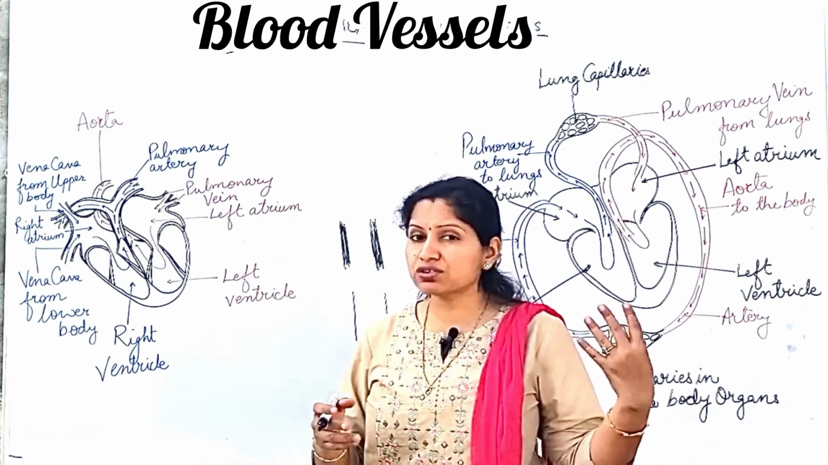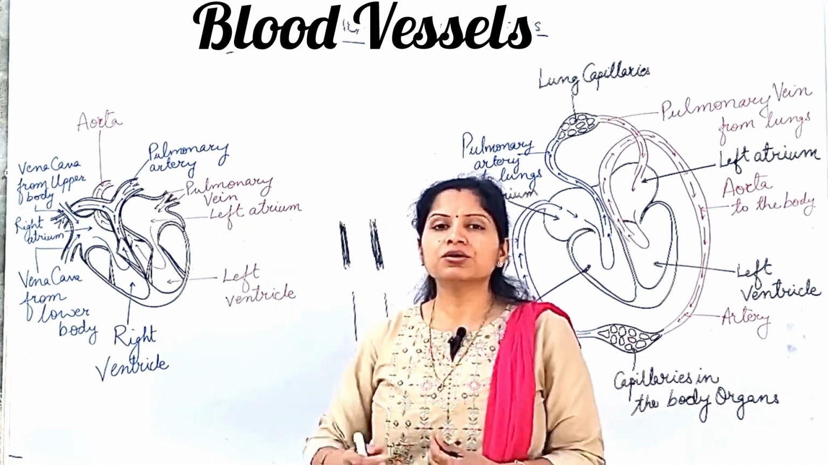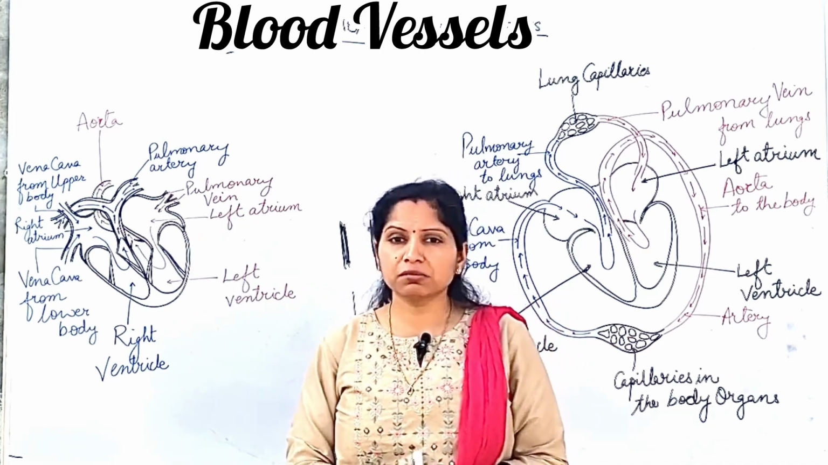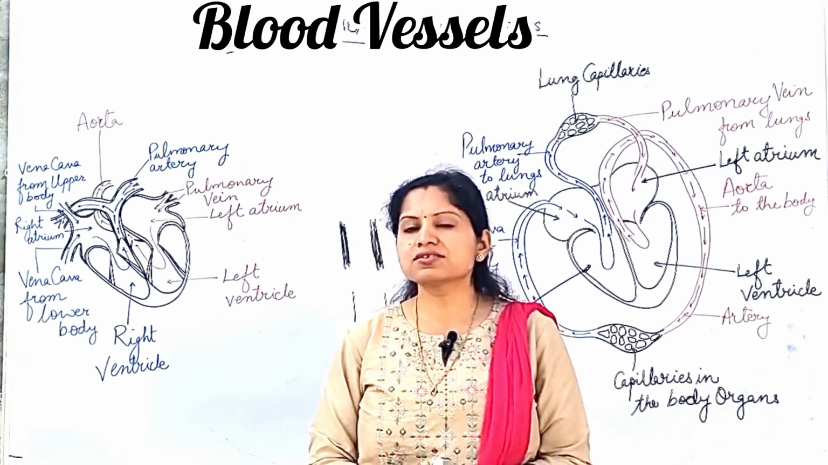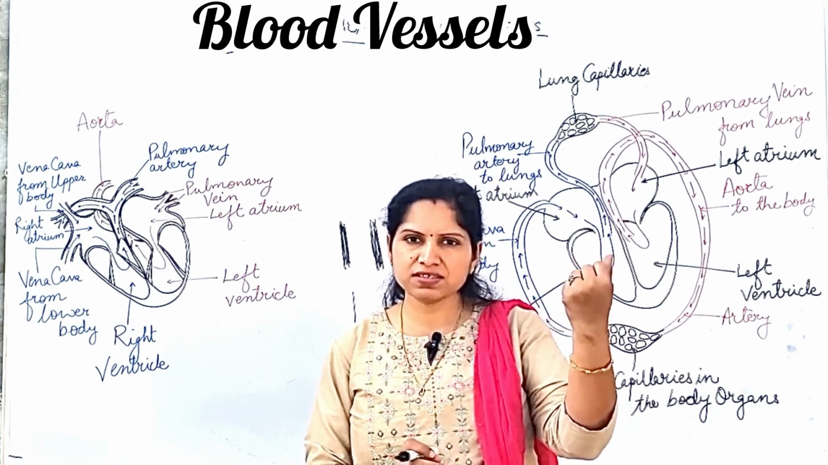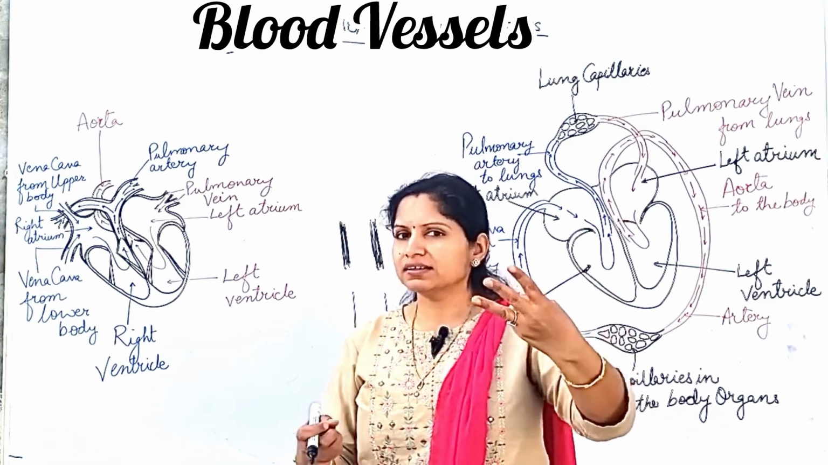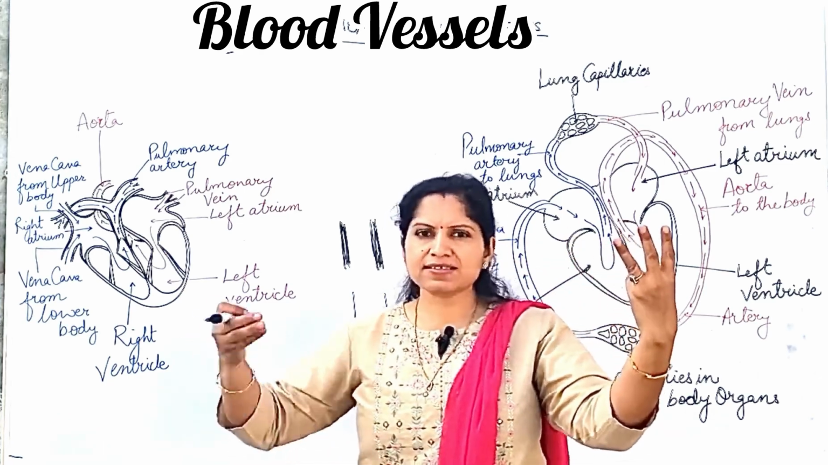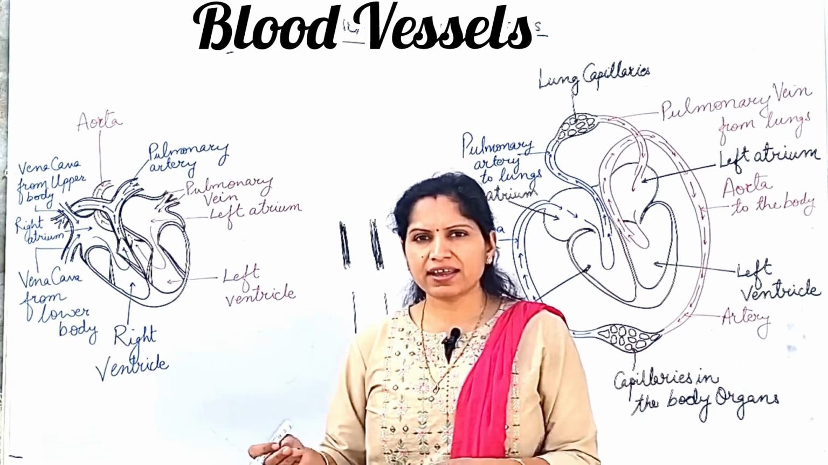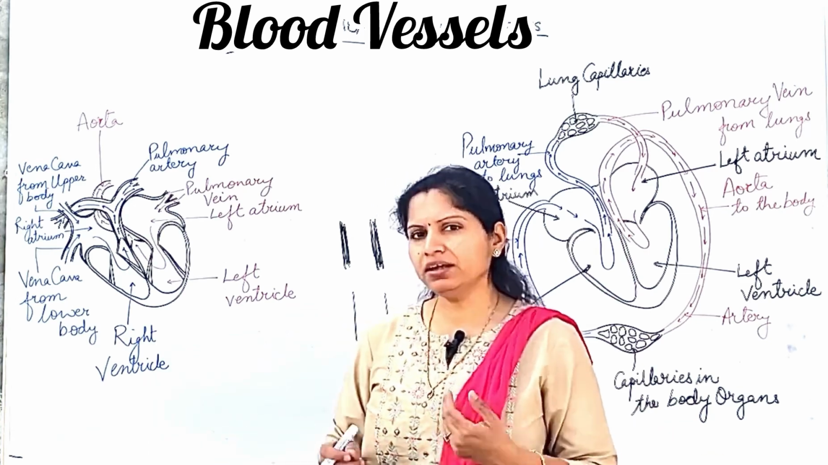In spite of having oxygenated blood, the pulmonary vein is called a vein because any blood vessel that is bringing the blood towards the heart is called a vein. So that is the second difference. That is the definition of the two. Now, the third one is that the arteries usually carry oxygenated blood except the pulmonary artery. The veins usually carry deoxygenated blood except for the pulmonary vein.